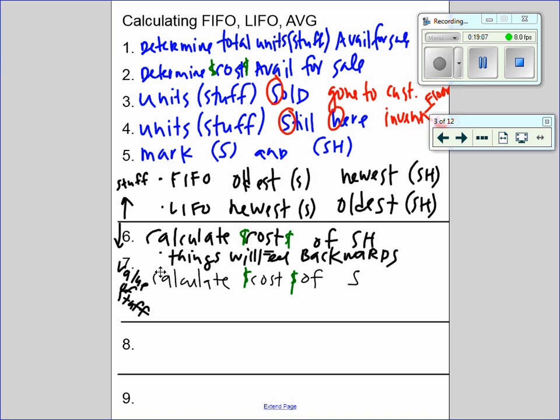So again, above the line has to do with stuff. Below this line, 6 and 7 has to do with the value of the stuff. Number 8. We've only talked about FIFO, LIFO. This is dealing with average cost. We'll come back to that one. That's like after you understand FIFO really good and LIFO really good, then we'll throw average cost at you. Average cost is actually pretty easy. But number 9, so we'll come back to number 8.